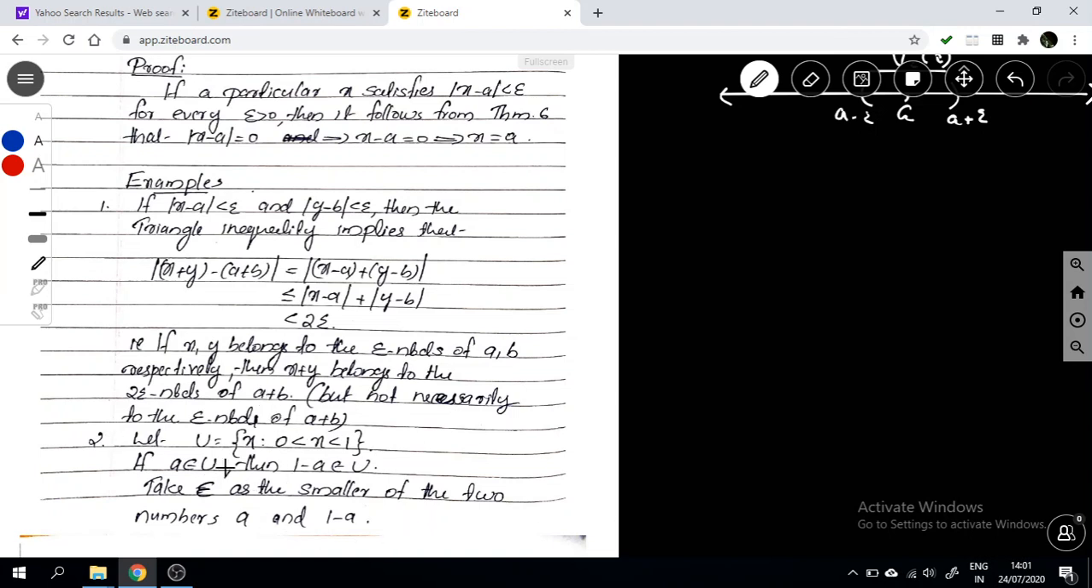Okay, now consider another example. U equal to the set of all x such that 0 less than x less than 1. That is, U equal to the open interval 0, 1.